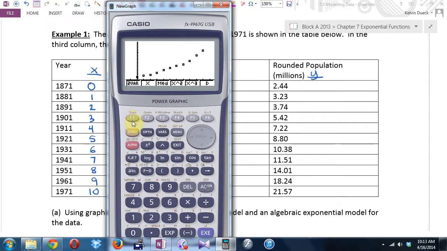Now, it's not linear. I don't want to do that. It's not x squared. I don't want to do that. It's not x cubed. I don't want to do that. Do you see an exponential graph here yet? Hey, let's go arrow side F6. More. Which one do you think I want to try? Exponential, F3.